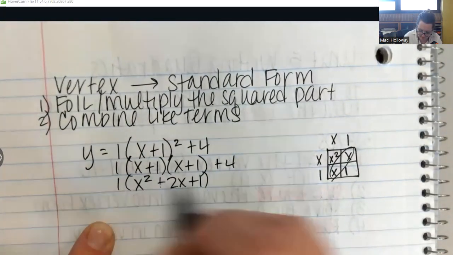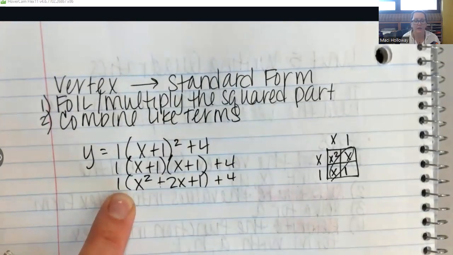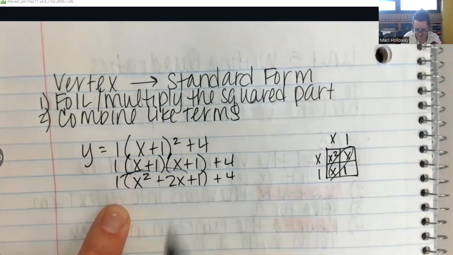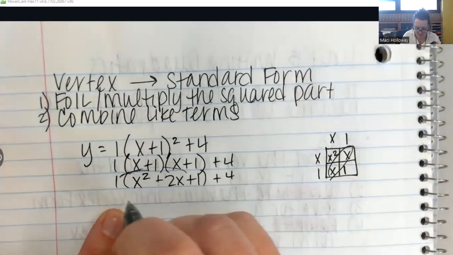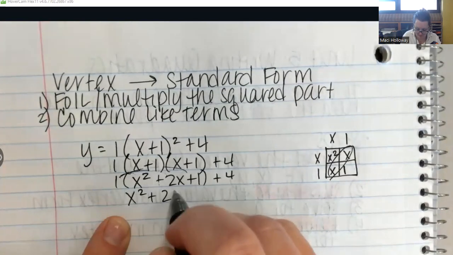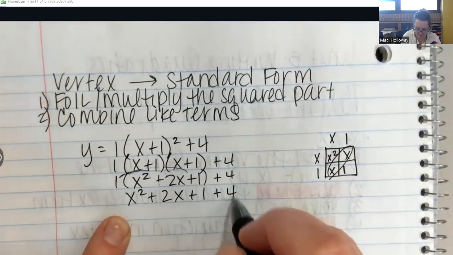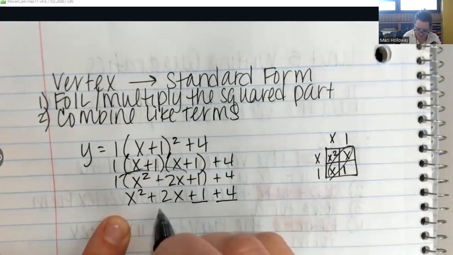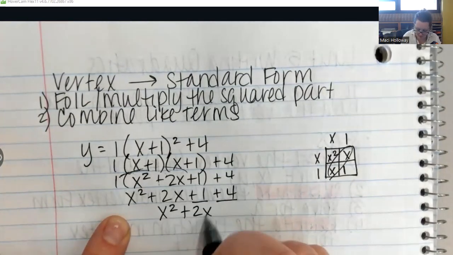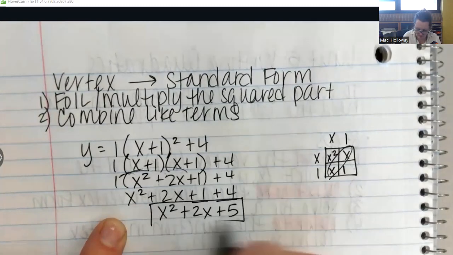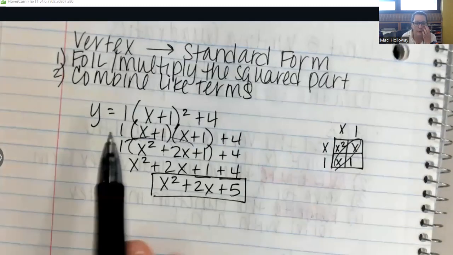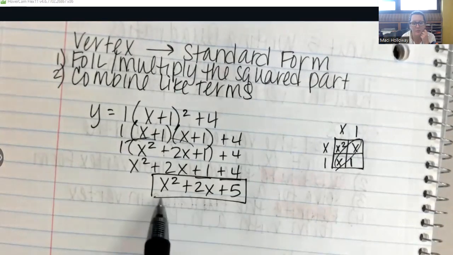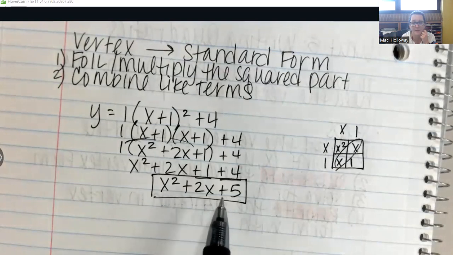Now we have this 1 on the outside and this 4. Even if we have a 1 here, we should distribute it, but because it's 1, it doesn't change anything. But you would use distribution there, plus 4. Now our second step, combine like terms. So we have x squared plus 2x plus 5. Look at that: FOIL, multiply the squared part, and then combine your like terms. Now we have it in standard form, ax squared plus bx plus c.